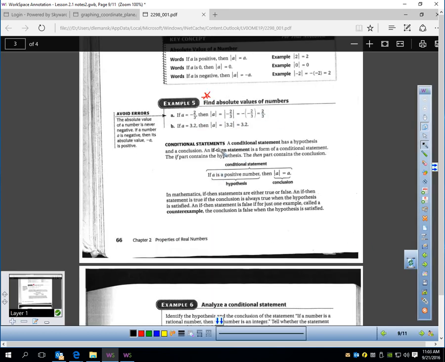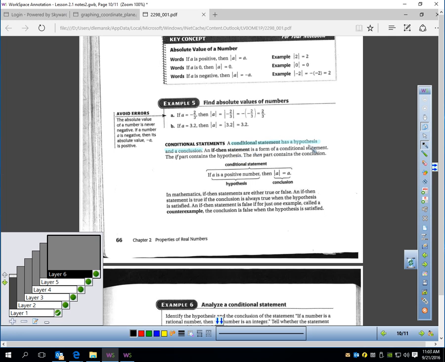They have some examples here. You'll have some homework examples and problems like this. If a equals negative 2/3, then the absolute value of negative 2/3 would be, well, positive 2/3. So how far is negative 2/3 away from 0? It's 2/3 units away. Here's a second example. If a is 3.2, the absolute value of 3.2 would be 3.2. 3.2 is 3.2 units away from 0.